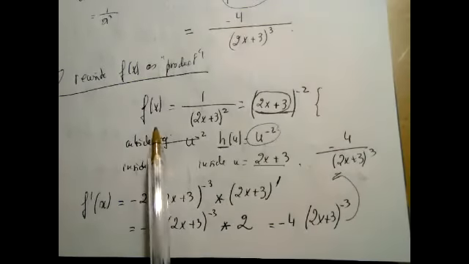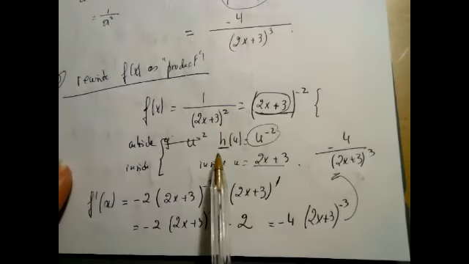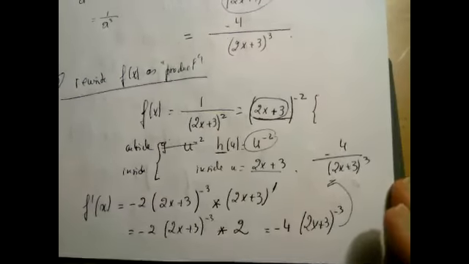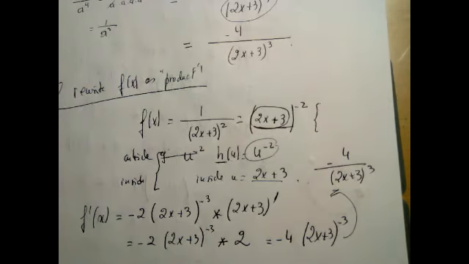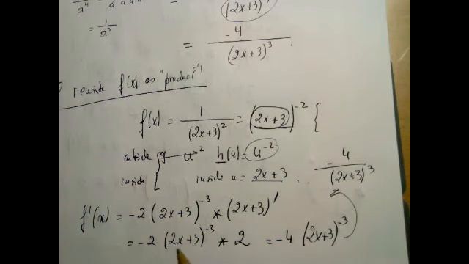Okay, so the idea here is to rewrite it as 2x plus 3 to the minus 2 and then use the chain rule. Of course, we get the same answer. Of course, that's the slope. There is one slope to a function. But this is a bit easier in this particular problem. Okay.